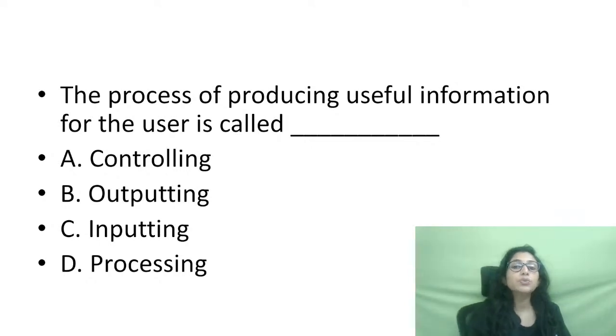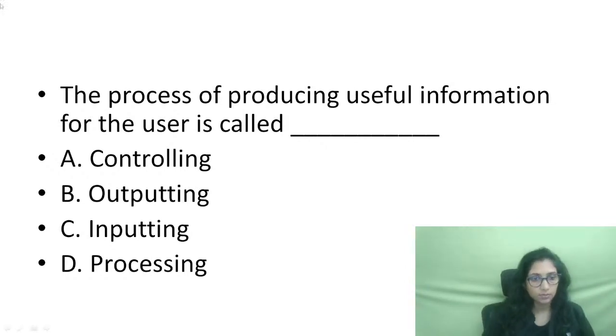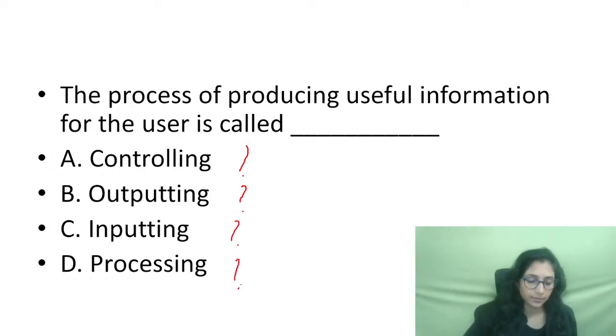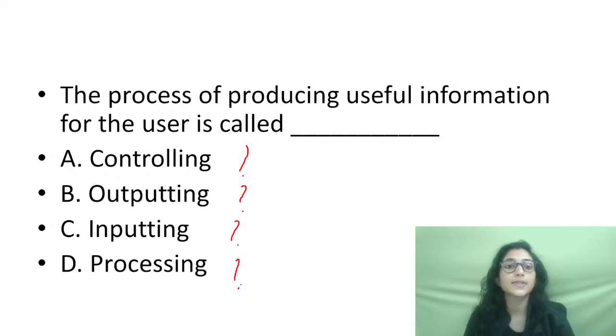The process of producing useful information for the user is known as, is it controlling, outputting, inputting, or processing? Controlling, outputting, inputting, processing. Laksh says it is processing. Anybody else with any other answer?